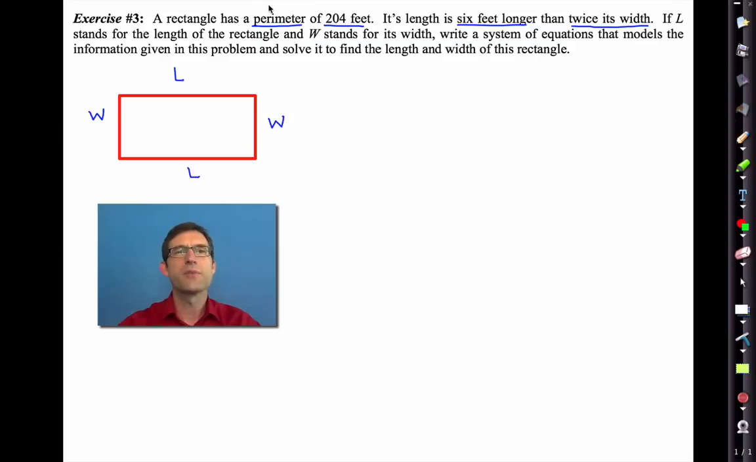Let's use this first piece of information to write an equation. The perimeter is 204 feet. And of course, to find perimeter, what we do is we add the 2 lengths to the 2 widths and we get 204. And I think it would make sense then, obviously, to say that that's 2L plus 2W is equal to 204.